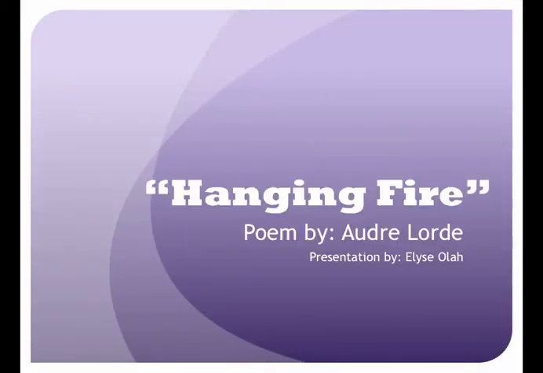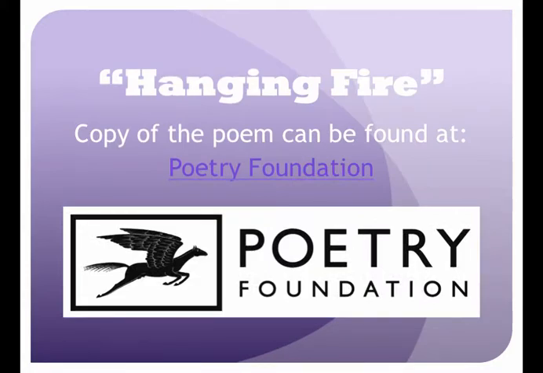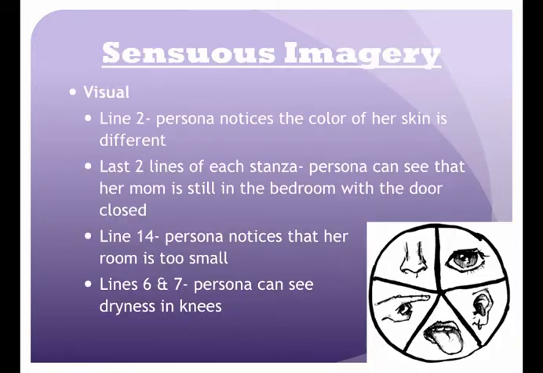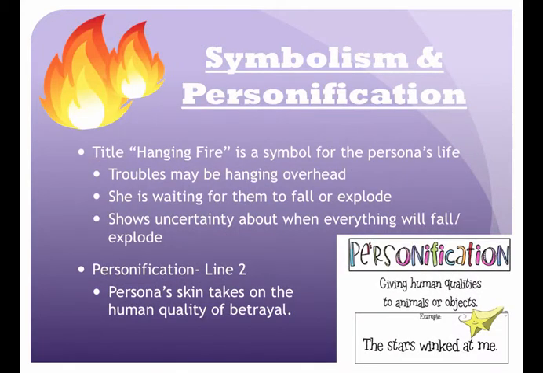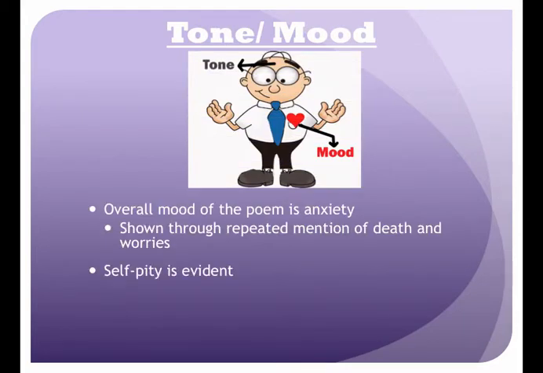First needs to be the title of your poem that you chose and the author. There needs to be a picture of the author and a short fact section about the author, along with a link to an extended bio. There also needs to be a link to your poem so that we can see it and you can read a short section of it. Then you need to have 3 devices or terms of your choice that you analyzed. For example, I chose sensuous imagery, symbolism and personification, and tone and mood.